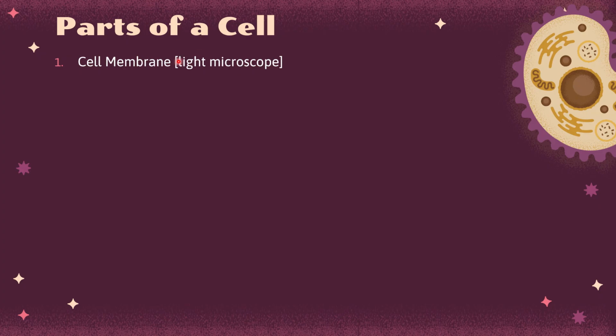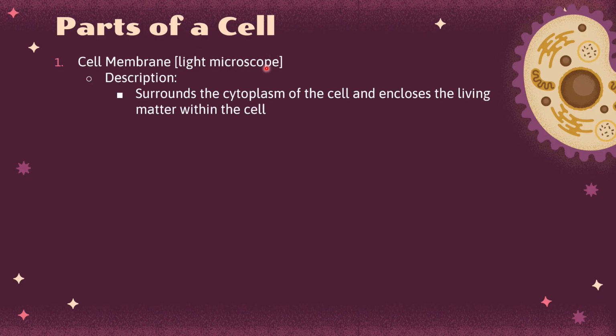Cell membrane can be seen with a light microscope. A cell membrane surrounds the cytoplasm of the cell and it encloses the living matter within the cell. This is more important. Let me highlight this. A cell membrane is made up of fats and proteins. If you see the word lipids, it is also known as fats.